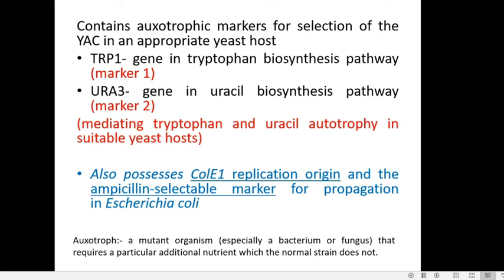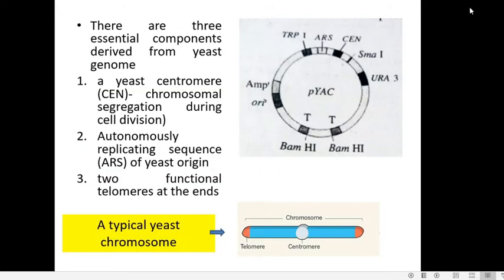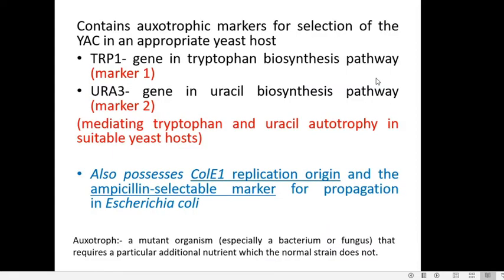Before that, we will go to the auxotrophic markers. One is the TRP1 gene, the other is the URA3 gene. So we will go to this vector. This is the TRP1 gene, which can be considered as marker 1, and this is the URA3 gene, which can be considered as marker 2. So how do they help in identifying the transformed cells?